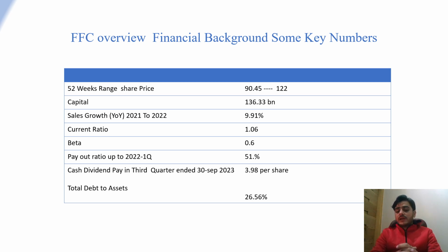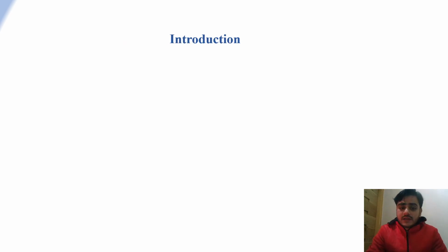And total debt to assets, the company has 26.56%, which means the company is less leveraged, and the majority of the company's funding is from shareholders, which shows the company has less leverage.